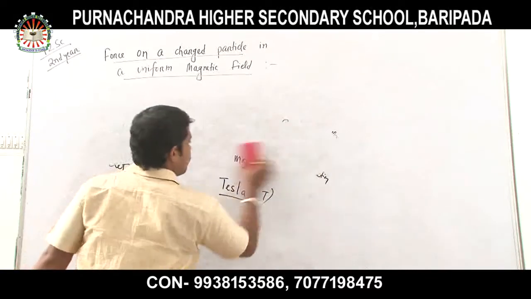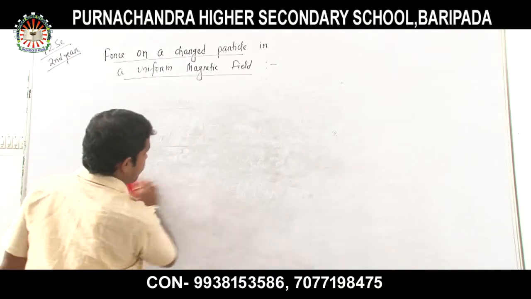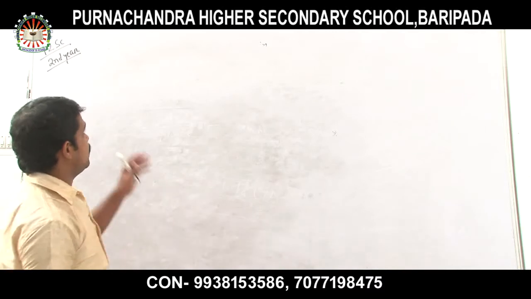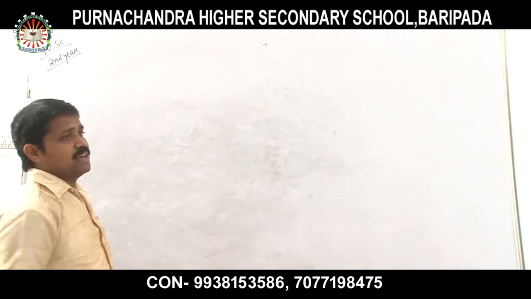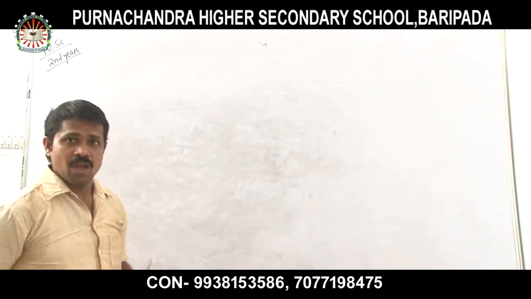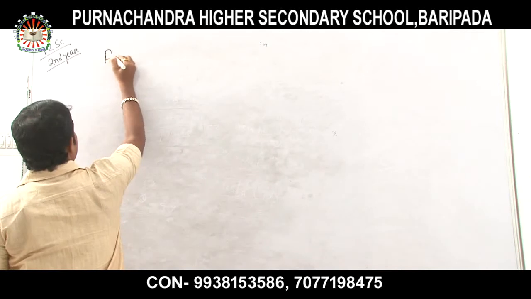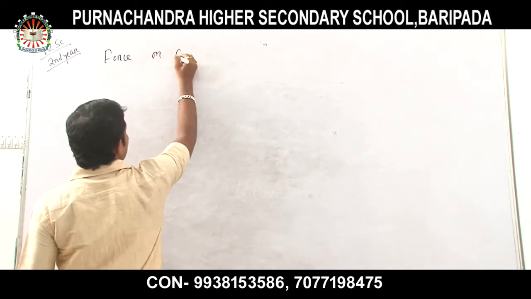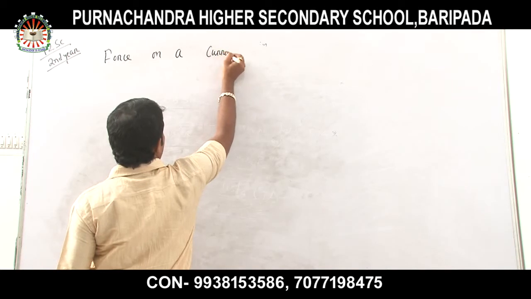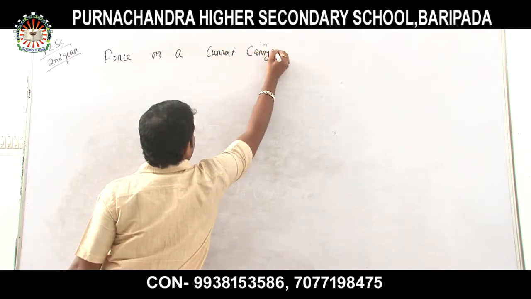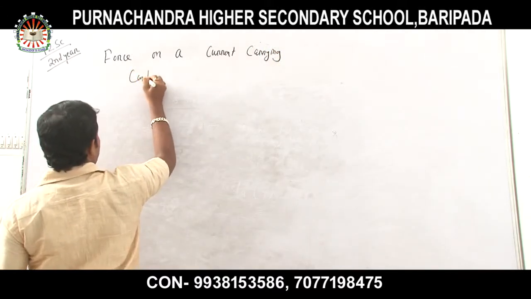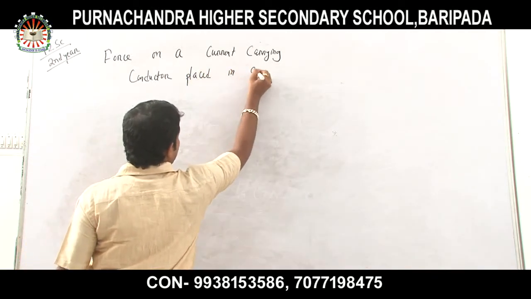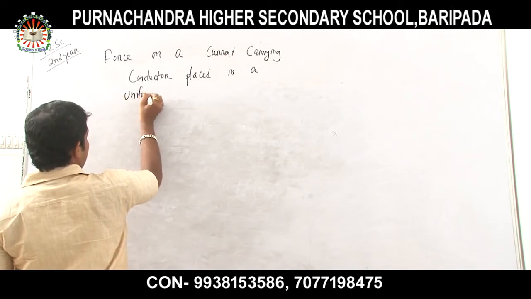Okay. So now with this we have completed the force on a charged particle which is moving in a uniform magnetic field. With this concept, now let us move into another concept. Again we have to find out the amount of force on a current carrying conductor placed in a uniform magnetic field.